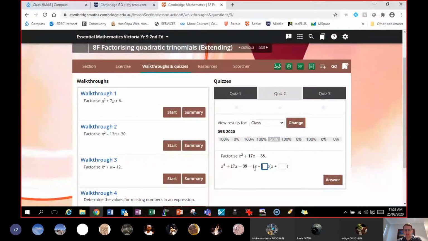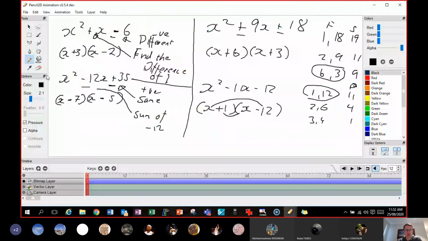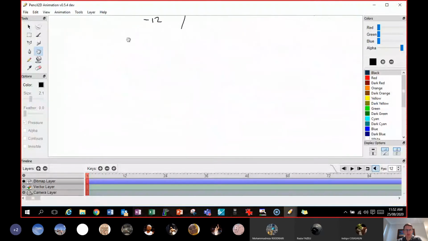x squared plus 17x minus 38. Here we're going to look for the difference because one term has to be positive and one has to be negative. And we want a difference of 17. So the numbers are going to be pretty far apart.